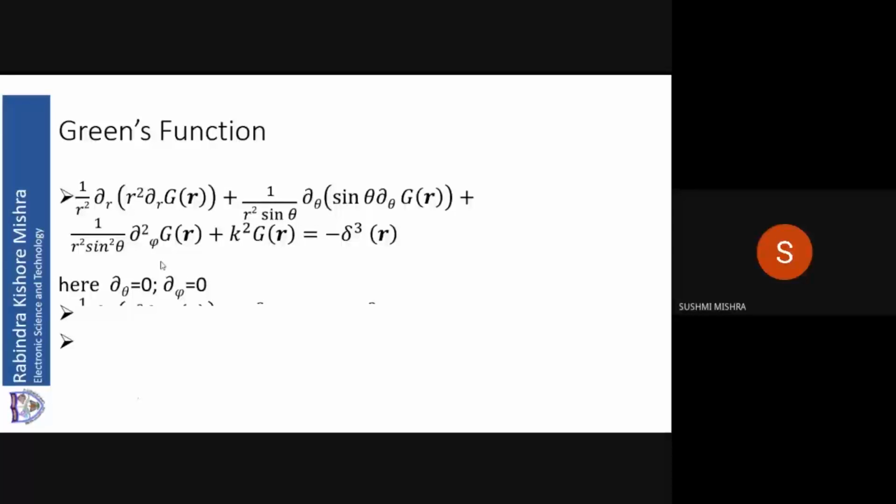Delta is a function, so the source is a function of r only. Now if I look from theta, why is it not a function of theta? In a spherical coordinate system, theta varies from 0 to pi. At any point, take r fixed, and then move from theta is equal to 0 to theta is equal to pi.